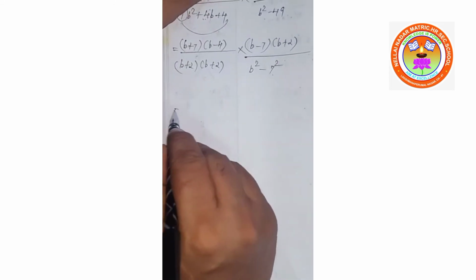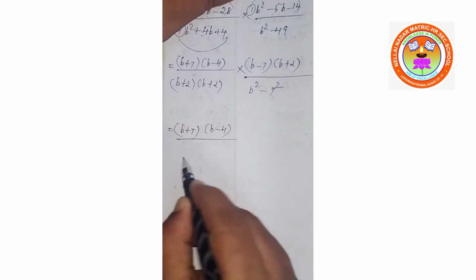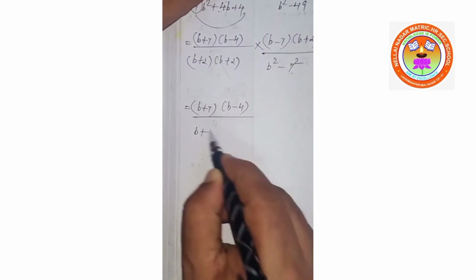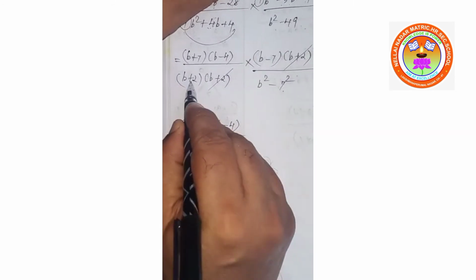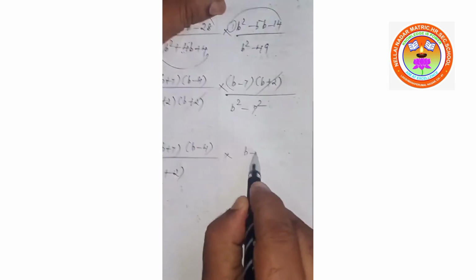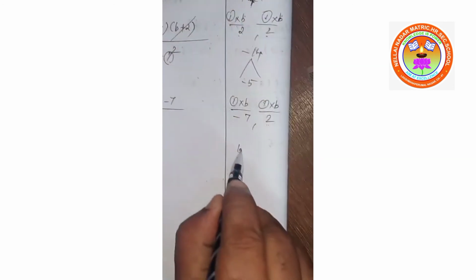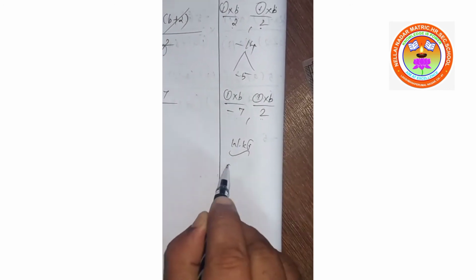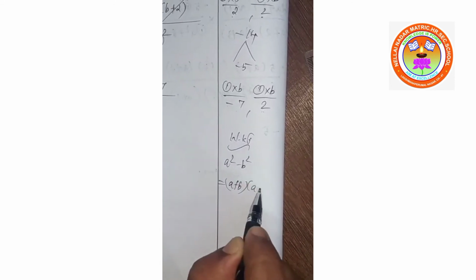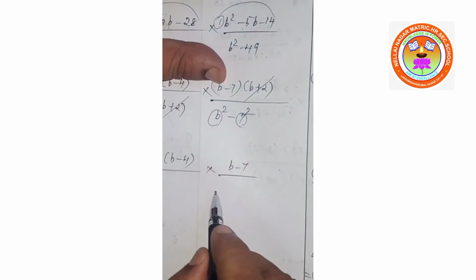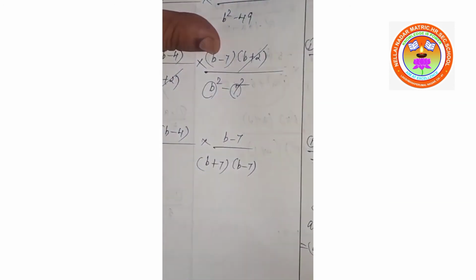The next step, write b plus 7 into b minus 4 divided by b plus 2, so you can cancel one b plus 2. Here b squared minus 7 squared is of the form a squared minus b squared. We know that the identity for a squared minus b squared is a plus b into a minus b. So b squared minus 7 squared you can write as b plus 7 into b minus 7 according to this identity.